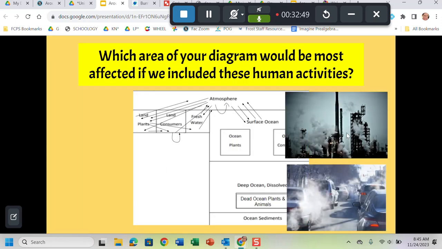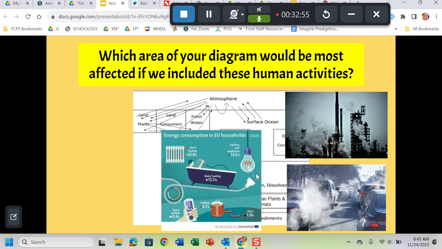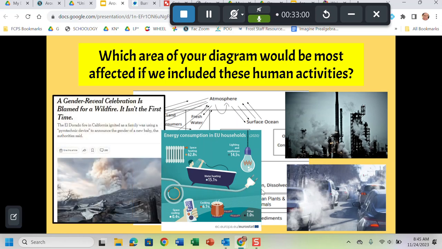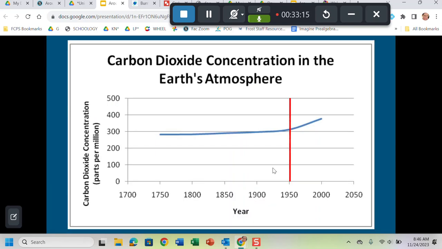So one of our biggest impacts is going to be on the atmosphere from our cars and from our factories. Also from heating our homes and using electricity. And even there was just a little article here where somebody had a pyrotechnic device, fireworks and things like that. That's going to release carbon too. So humans are impacting the atmosphere quite a bit.